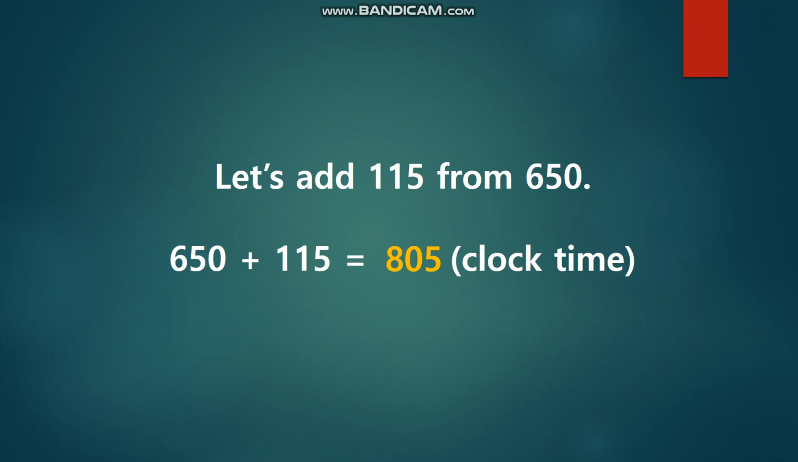So what's the answer? The number 6 should be changed from 6 to 0 and carry 1 from tens to hundreds. 765 becomes 805 based on clock times.